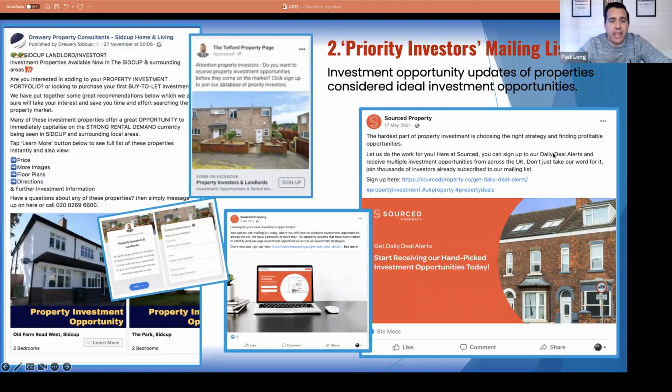As you can see there in the middle, attention property investors, do you want to receive property investment opportunities before they come on the market? Click sign up to join our database of priority investors. So again, you can do it in 2 different ways, but these work extremely well, really easy to target people in your town. Again, perhaps targeting landlords that are buying more properties, or perhaps they're buying their first investment opportunity.